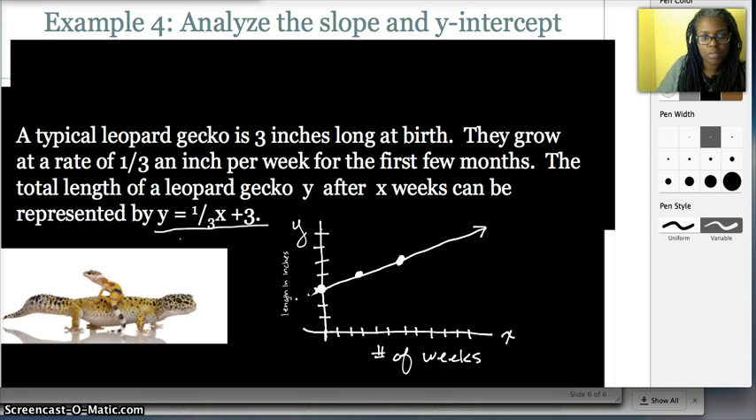What this gives me is the opportunity to make a visual representation of what we discussed in this problem, but it also gives me an opportunity to predict what could happen. For example, if I were to ask, what happens in the 8th week? How long is a leopard gecko in the 8th week? I can see that visually, or I can use the equation, put 8 in for the 8th week and calculate the value. That's basically what we do when we analyze and graph the information we're given.